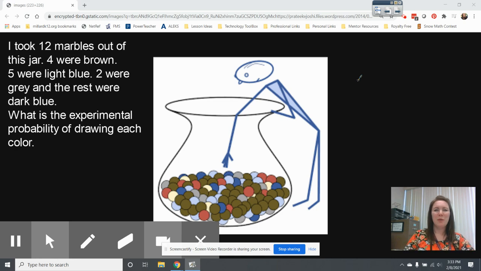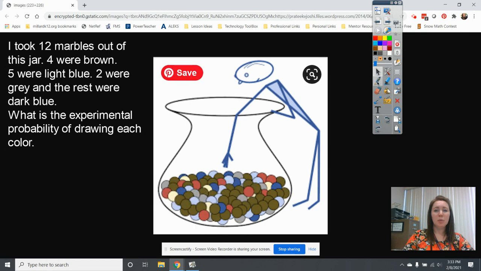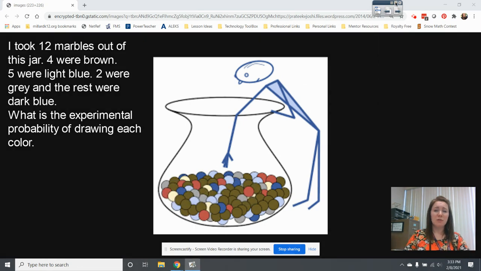Hi, today we are going to talk about experimental probability. Experimental probability is different from theoretical probability. Theoretical probability is just what do we think is going to happen? Experimental probability is what actually happened.